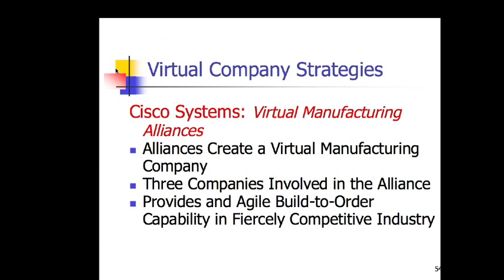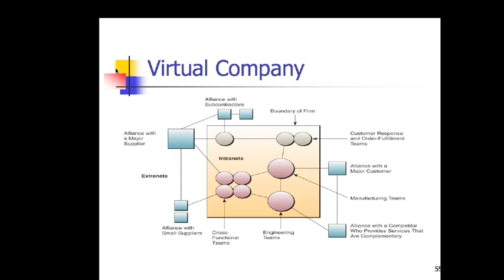So, I just gave you an example of it, but here's another one with virtual company strategies with Cisco Systems, with virtual manufacturing alliances, basically for supply chain, for manufacturing support. And they have created manufacturing companies. They have an alliance through the system, three companies involved in the alliance. They provide agile build-to-order products by essentially automating the parts gathering. And here's kind of what it looks like.